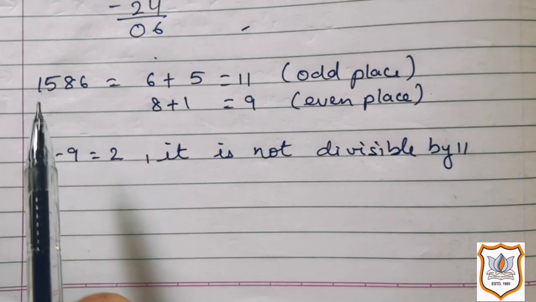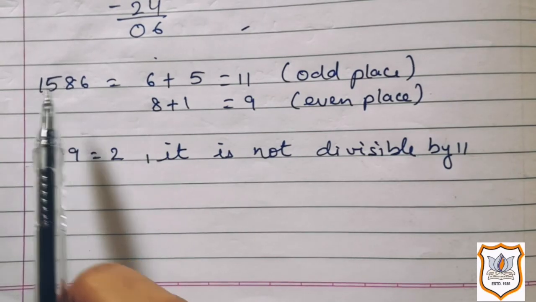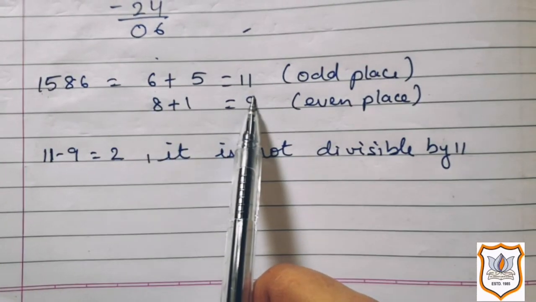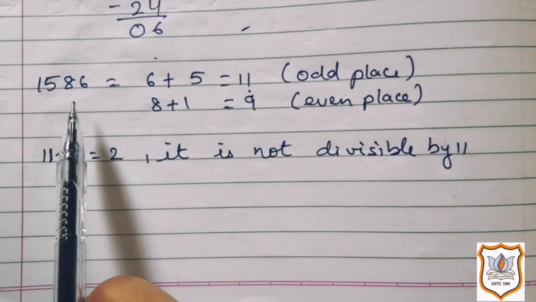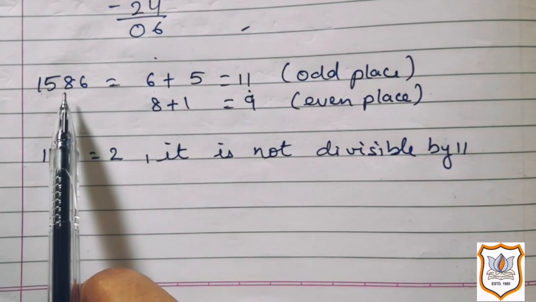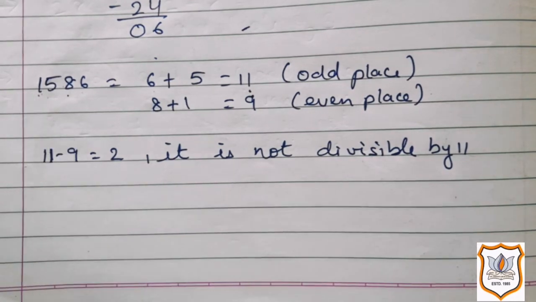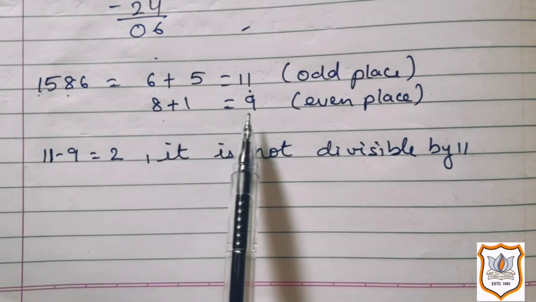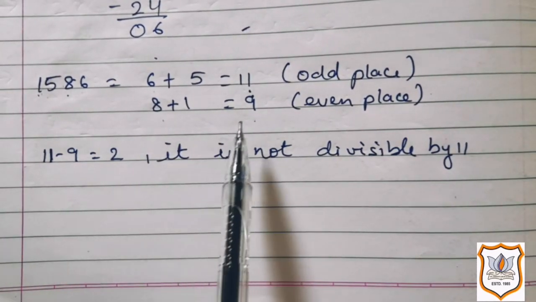Here the number is 1586. Here the digits at the odd place are 6 and 5. If we add them, we get 11. So the sum of the digits at the odd place is 11, and the digits at the even place are 8 and 1. So by adding 8 plus 1, we get 9. So the sum of the digits at the even place is 9.